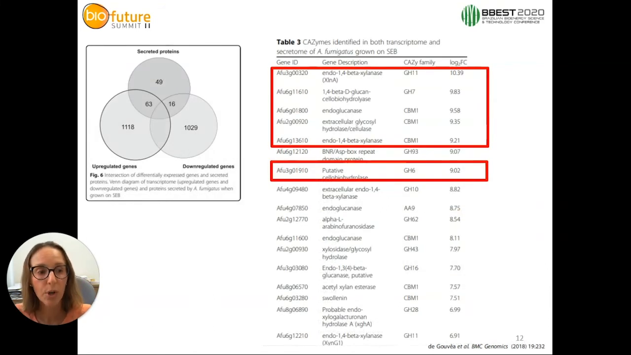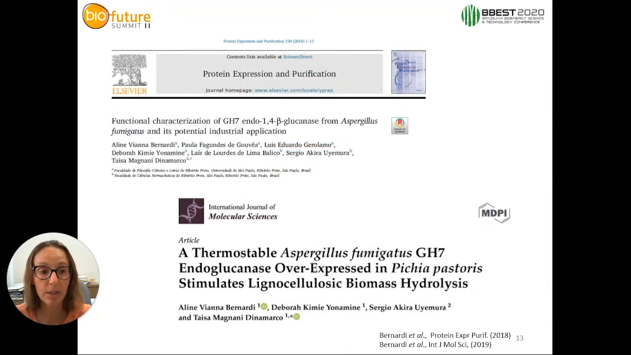Crossing these results, we could see that some of these enzymes were also detected in the transcriptome and secretome analysis of Aspergillus fumigatus, and many of them were also upregulated and present in the secretome. So we understand that these enzymes play an important role in biomass degradation. So we started to characterize some of them.